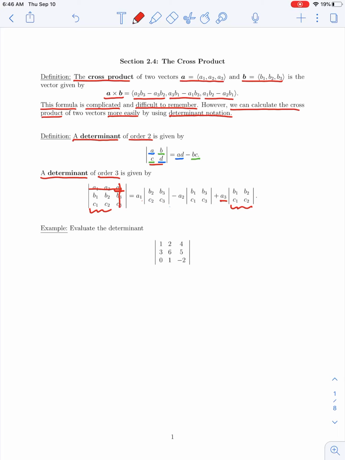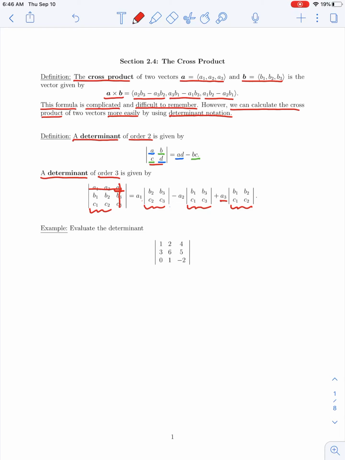So for a 3 by 3 matrix, we can use this definition to reduce the order of the determinants I'm working with down to the determinants of these 2 by 2 matrices, which we know how to find using the definition. So to get a little practice with this, let's look at an example. In this first example, we're asked to evaluate the determinant of this 3 by 3 matrix.